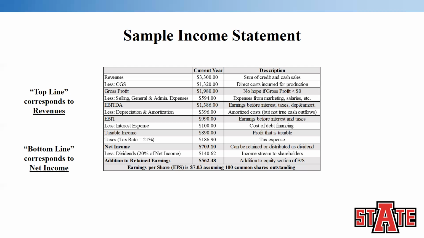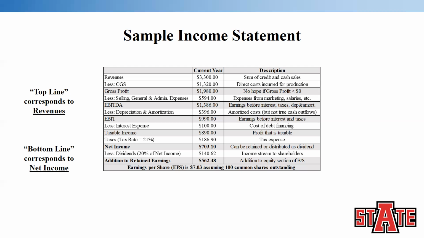In the description column, notice what I've given you here, a little hint. There is no hope if the company earns gross profit less than zero, right? That would imply that it costs more to make the good than our selling price is. So that's a real problem, right? Because we're not even close to covering all the other expenses associated with sales, including selling, general, and administrative expenses.